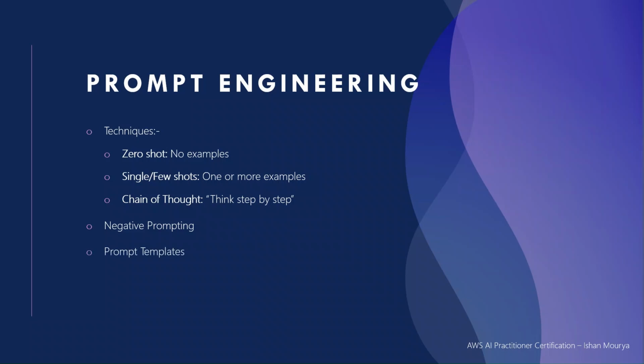Next is the prompt template. Some of the AI models provide you with templates for writing a properly formatted prompt. And I think with Amazon Nova, you can have the templates. If you write using the template, obviously your model is going to understand it in the best possible way because it's a properly formatted input. So that's all about the techniques.